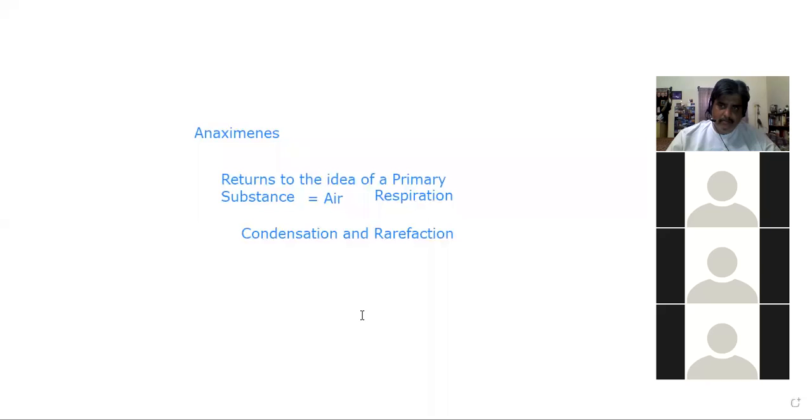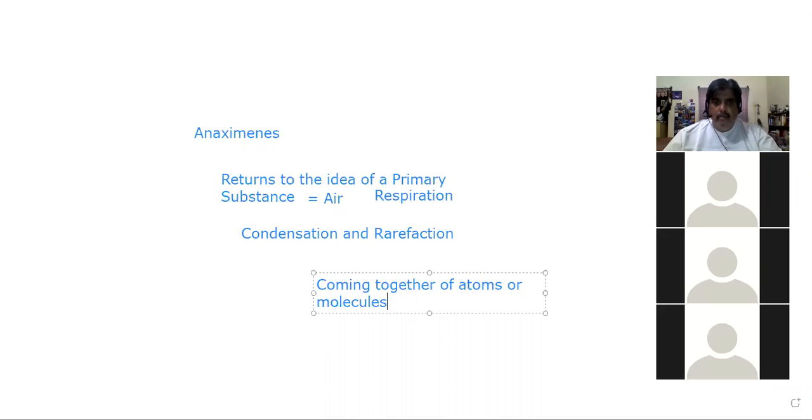Condensation is changing of the water vapor or its gaseous form into liquid in a simple manner. Well, condensation is the coming together of atoms or molecules. Okay? And if you put water at a certain temperature, which is below 0 degrees Celsius, the water molecules all come together and it solidifies, right?